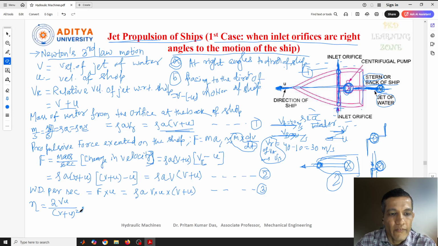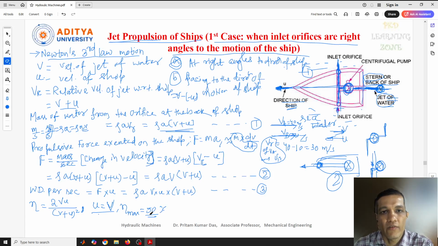The efficiency will be maximum when U equals V. That means the velocity of the ship equals the velocity of the jet of water. When both are equal, we get the maximum efficiency, which we found to be 50%. This we have already derived in our last video lecture. These things are just for your information, you can go through this.